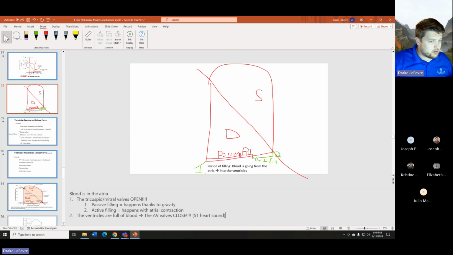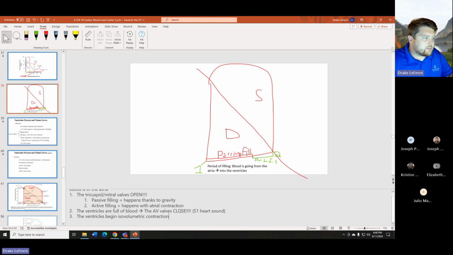Have you guys talked about heart sounds yet? Yes. Yeah. Lub dub. Yes, well, lub dub. That lub, that first part, is our S1 heart sound. It is the slamming shut of the AV valves because the ventricles are full and they're going to start squeezing. So at the same time the AV valves close, the ventricles begin isovolumetric contraction.